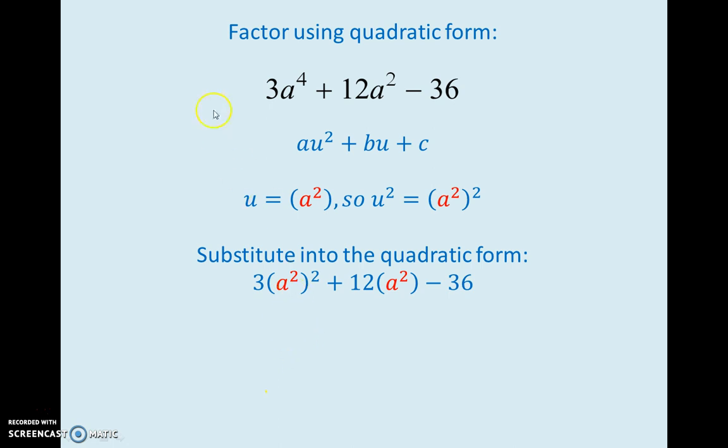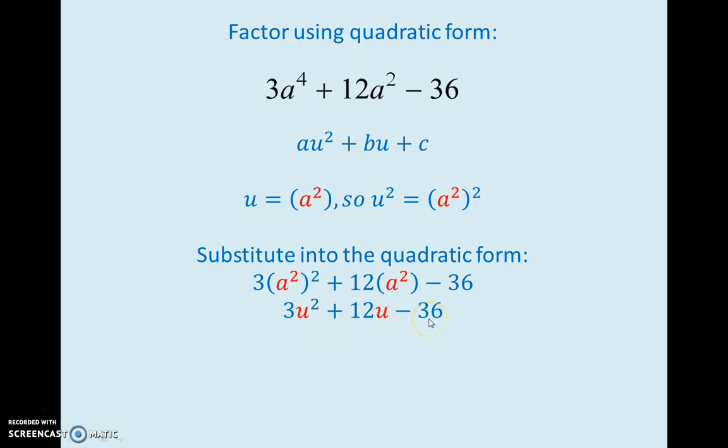Here's what I'm talking about. Initially, I have 3a to the fourth in the original trinomial. I'm going to change that a to the fourth such that it's a squared squared. That's a to the fourth still. And then, of course, a squared just to the first power. Wherever I see an a squared, I can change that to a u. So I'm going to replace the a squared with just u. So now I've just got 3u squared plus 12u minus 36.